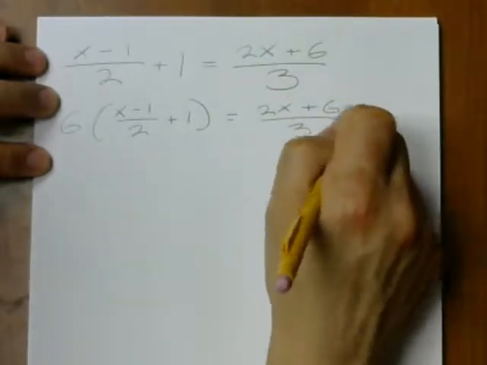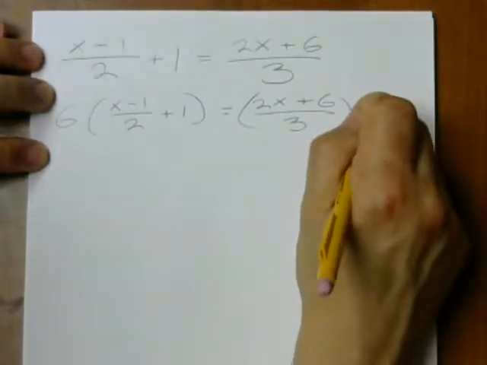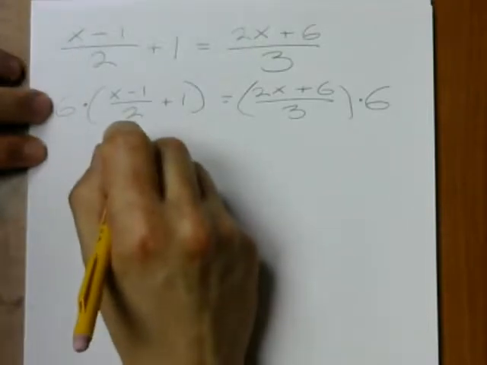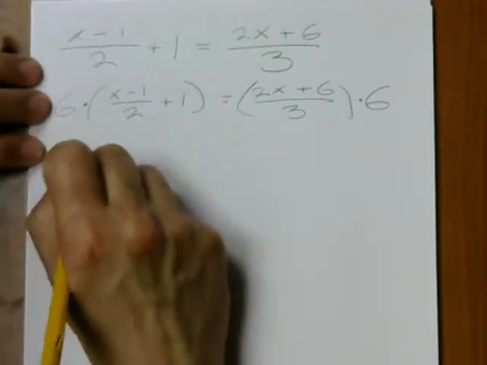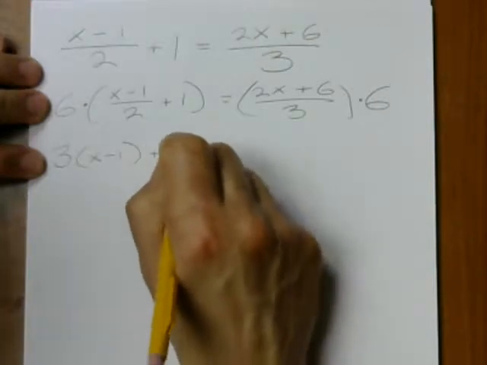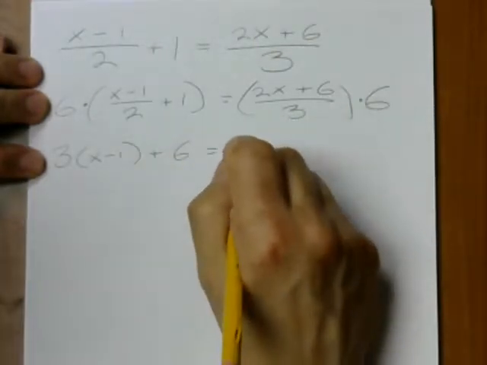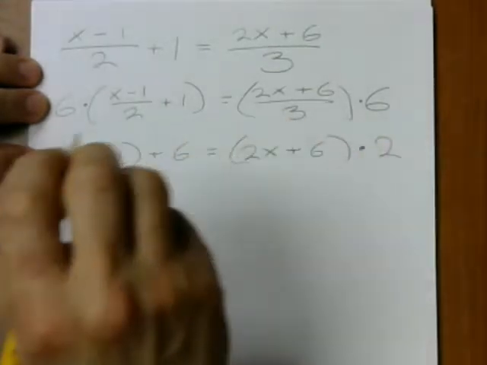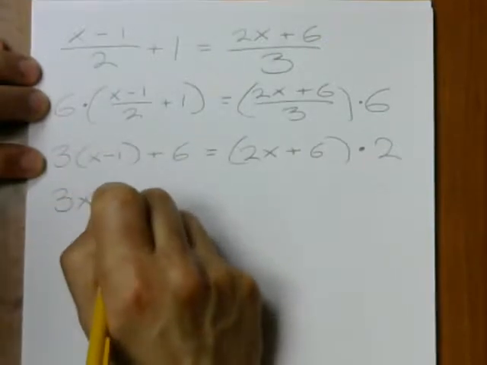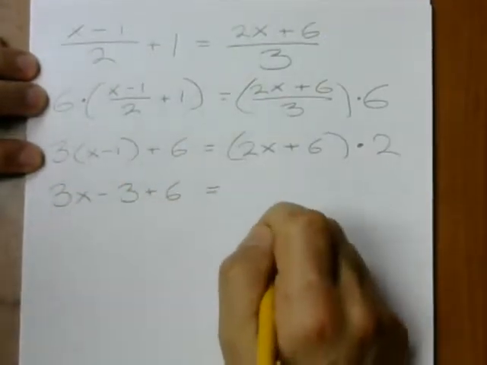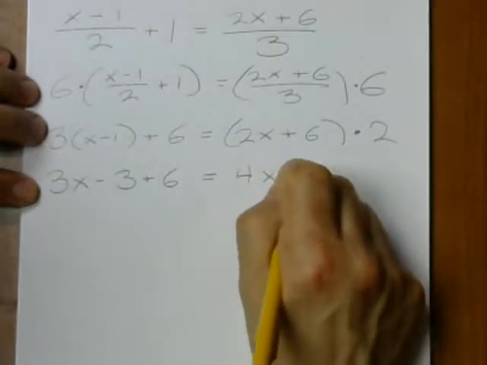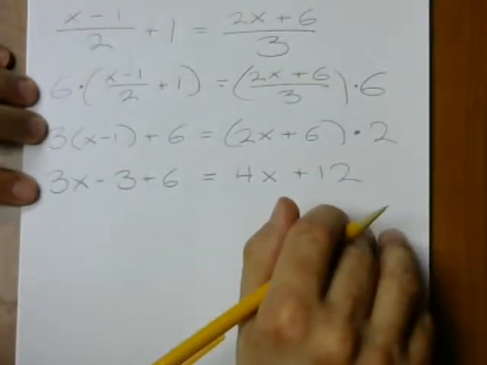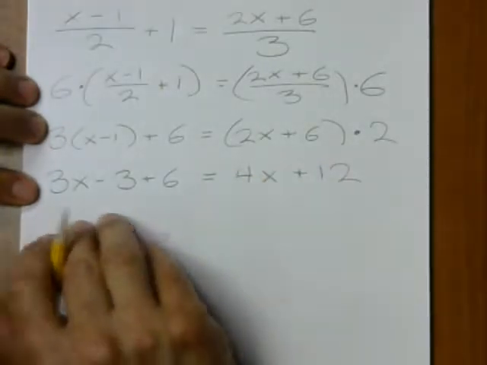So I multiply both sides. I wrote the 6 on the left here and the right there. It doesn't really matter because a times b is b times a. So what's this going to do? Well, 6 divided by 2 gives me 3, so I get 3 times (x minus 1) plus 6 equals, well, I have 2x plus 6 times 2. I need to do some multiplication now. I'm just distributing. So all I've done so far is eliminate the fractions and then distribute.